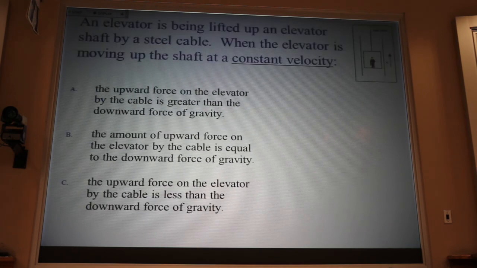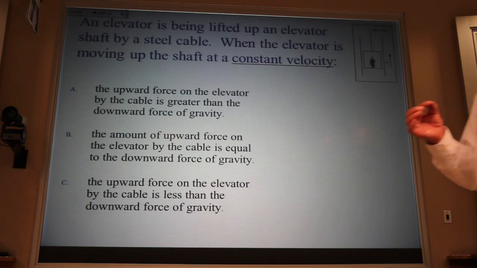Now do this one. An elevator is being lifted up an elevator shaft by a steel cable. The elevator is going up the shaft at constant velocity. The upward force on the elevator by the cable is greater than, equal to, or less than the weight force of the elevator. Think how you would answer that one.